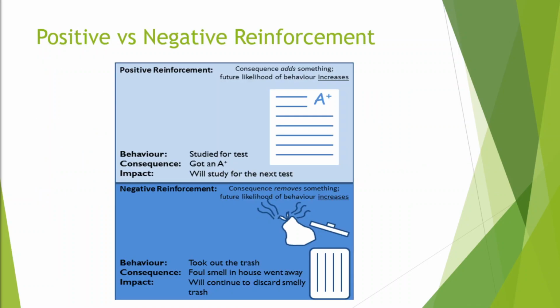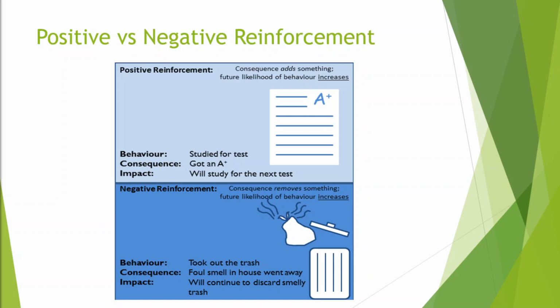So first, let's look at the difference between positive versus negative reinforcement. Remember, reinforcement means behavior increases, positive means we add something, and negative means we take something away. An example of positive reinforcement is a student studied for a test. They got an A+ on that test. So that will increase their behavior of studying because they will likely study for the next test so that they can actually get another good grade.